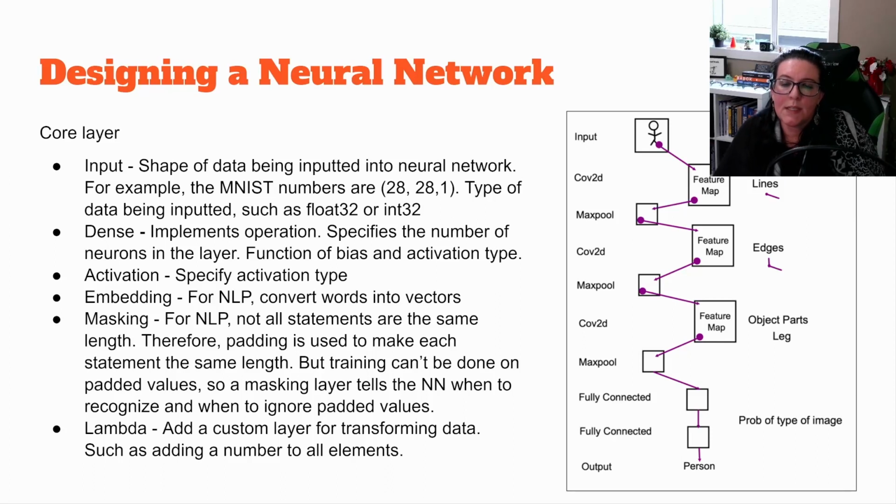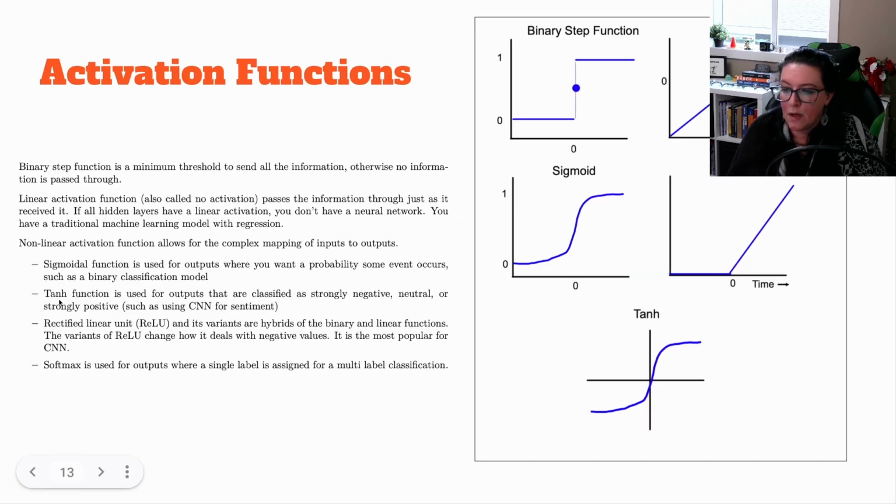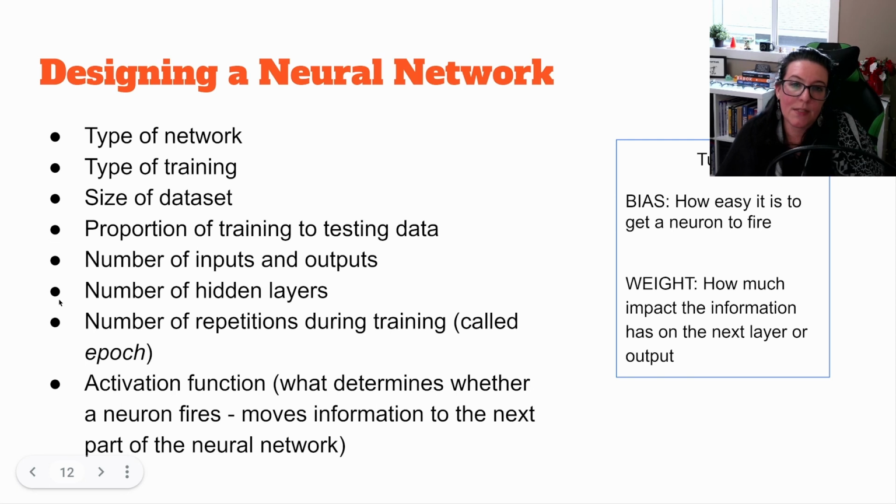If we're not doing a multi-layer perceptron and instead doing a convolution neural network or a more complicated neural network, then there's some choices we need to make. And so as we design our neural network, we had talked previously, let's go back here, about how we need to identify the type of network.